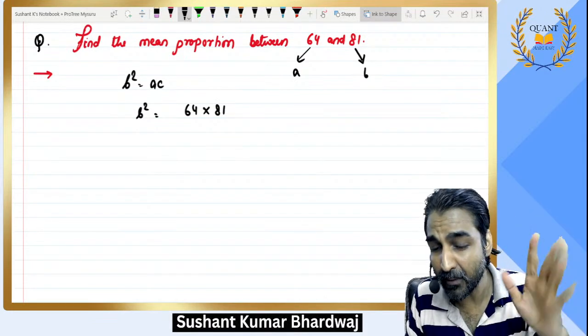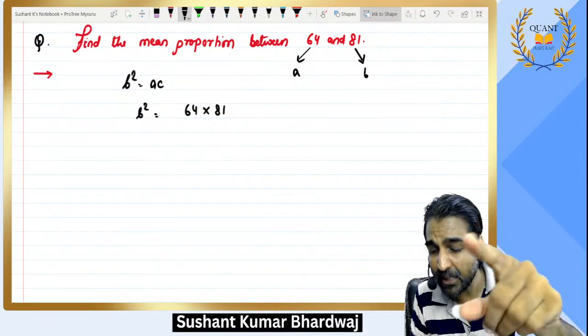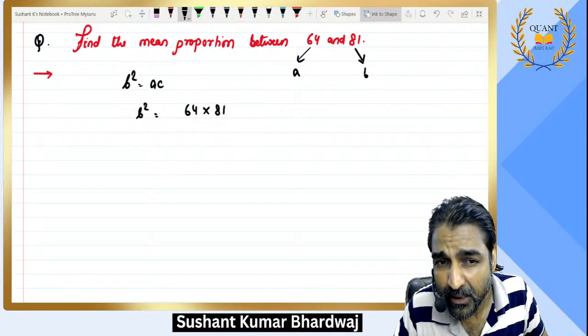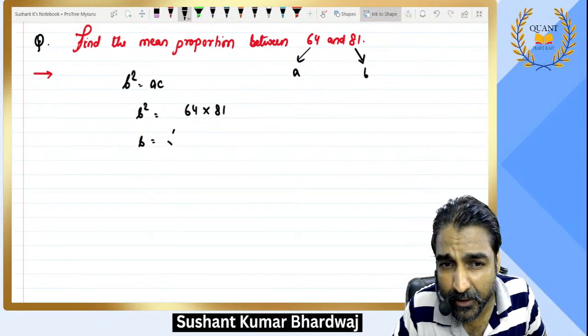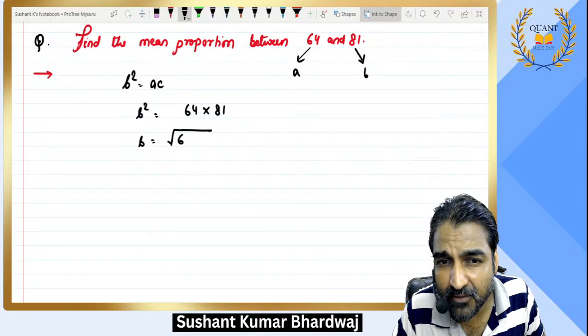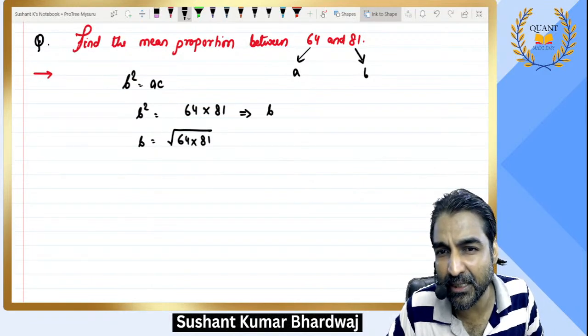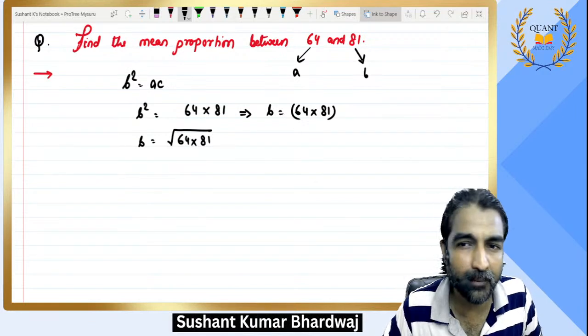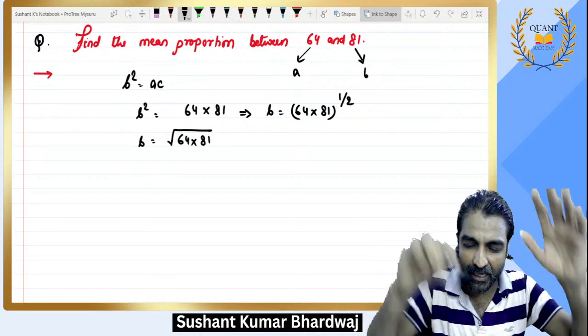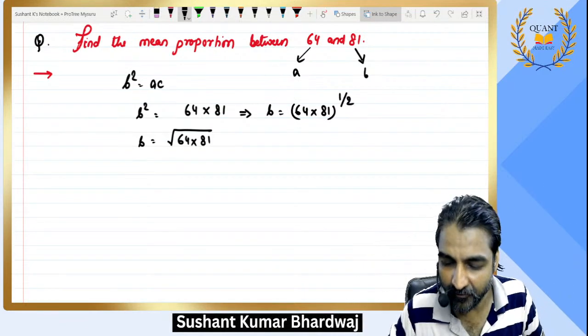Hope you all remember, beta, that if B square is equal to 64 times 81, then B will be equal to the square root of 64 cross 81. We can write this as B is equal to 64 cross 81 to the power 1 upon 2. Am I right? Very good.